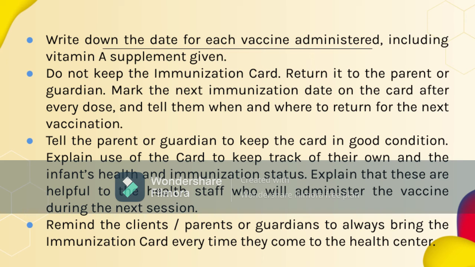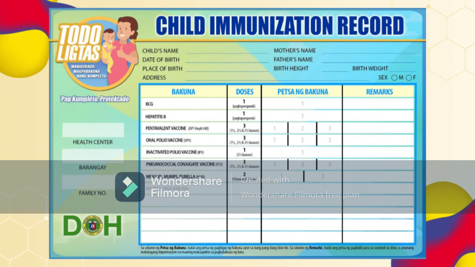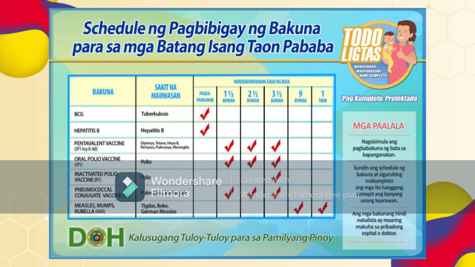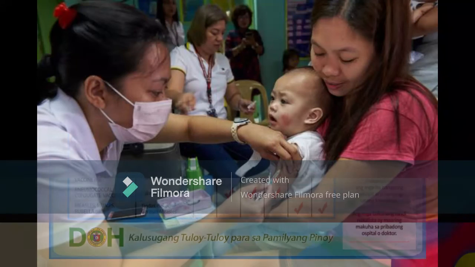Thank the parent for coming to the immunization session. Explain in simple terms the diseases that the vaccines protect against. Describe the possible adverse effects of immunization and what to do about them. Advise the parent on what to do if they need to bring the infant to the health center or hospital in case of a serious side effect.